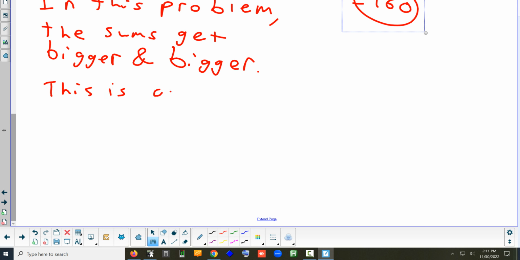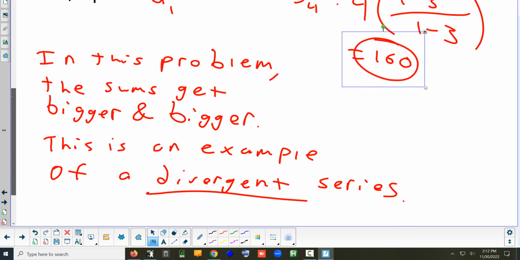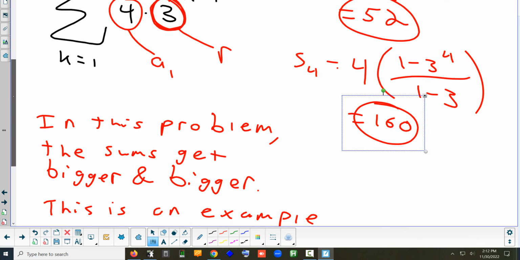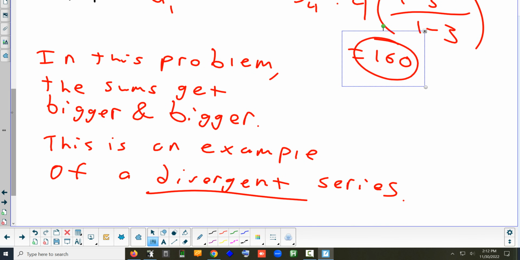This is an example of a divergent series. It's divergent. Or you could say the series is diverging. Same way.